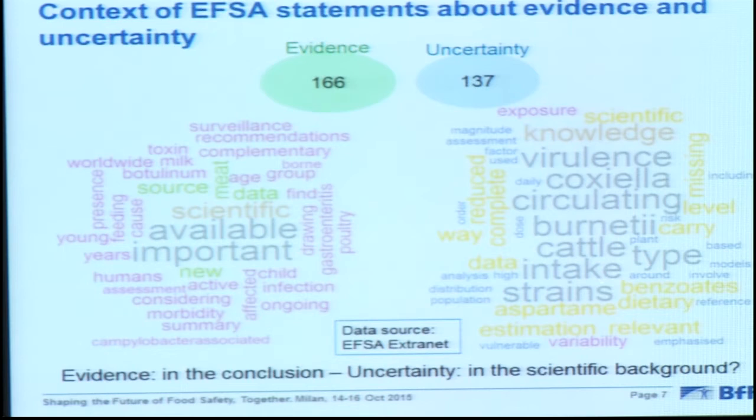So in summary, with all caution, of course, this is a very limited analysis. It seems that statements about evidence are more likely to occur in conclusions, whereas statements about uncertainty are really referring to the scientific background of defined input elements into a risk assessment question.